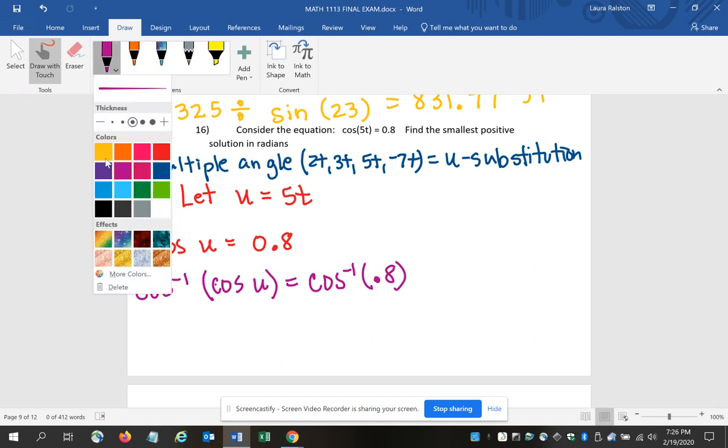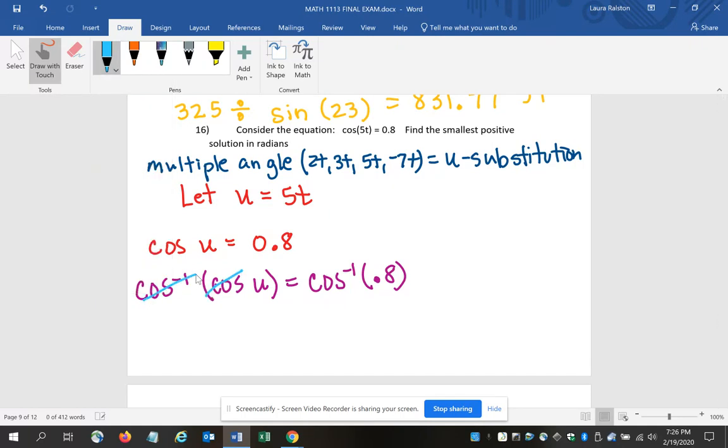Again, it's the idea of inverse functions, and so the cosine and the arc cosine are inverses. They cancel one another off, just like addition and subtraction. So you have u equals the cosine of -1 times 8/10. Now, ultimately, in this problem, they've asked for the answer in radians.